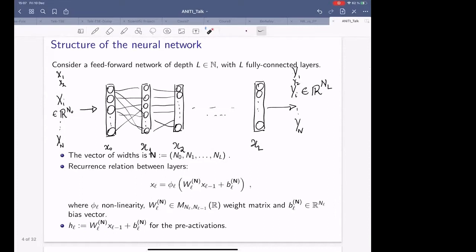So let's try to see how we could maybe be less wasteful. Before getting into the mathematics and the theory of it, for this I will just adopt a very simple setup. I will consider just a feed forward network with fully connected layers, and this is the usual drawing.